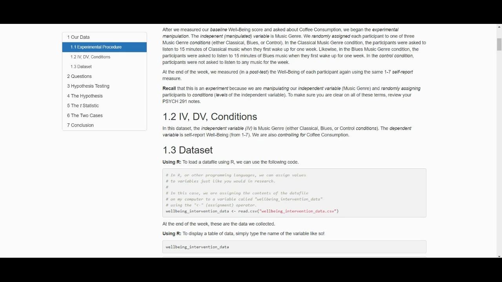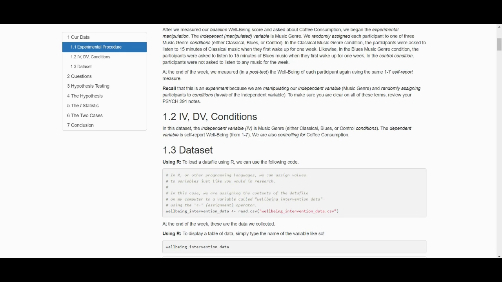In the classical music genre condition, the participants were asked to listen to 15 minutes of classical music when they first wake up for 1 week. Likewise, in the blues music condition, the participants were asked to listen to 15 minutes of blues music when they first wake up for that same 1 week. In the control condition, participants were not asked to listen to any kind of music for the week. I should note that this is concurrent, so all 3 conditions are happening during the same week of the term, ideally.